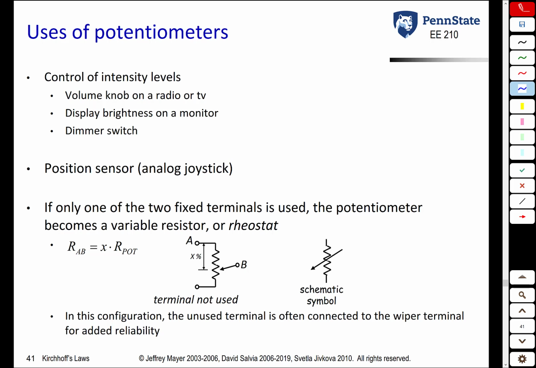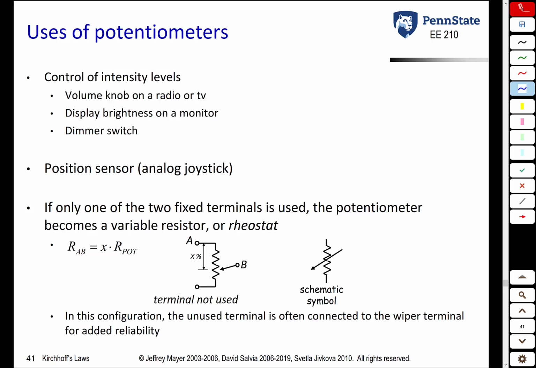A dimmer switch on your wall, a little sliding switch on your wall to control the light, is nothing more than a potentiometer. We're basically controlling the voltage that goes to the light bulb, which controls the brightness. Whenever you use an analog joystick, you are using potentiometers. Basically, the potentiometer is a position sensor. It helps you determine exactly where the joystick is, and that changes a voltage, and that's a signal that gets sent to the game console to let you know what movement you're doing.